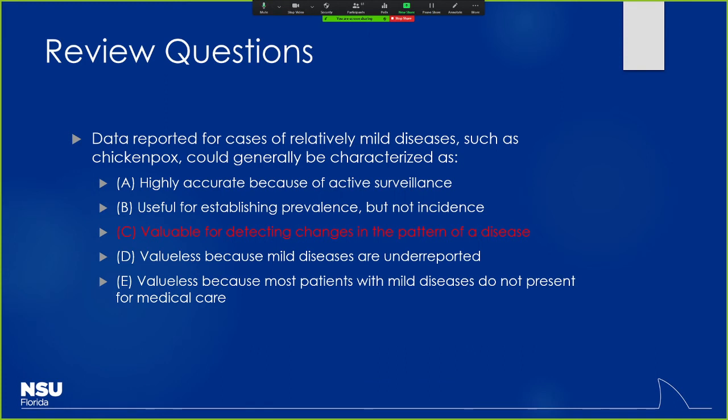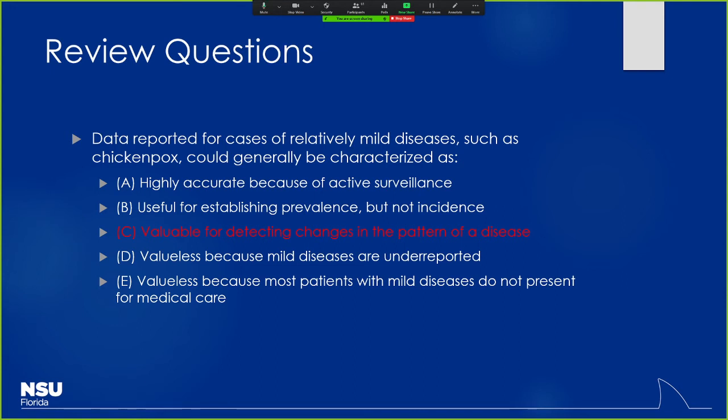Now, it's useful for establishing prevalence but not incidence. Why is that not true? What do we think? If you think about it, the prevalence of chickenpox isn't all that high at any given time because it does resolve on its own fairly quickly in the grand scheme of things. You would be able to detect incident cases a little bit easier. Yeah, it would actually be the other way around. If you count the total number of people with chickenpox at any given time, it would probably not be very high, but we can at least get the idea of new cases.